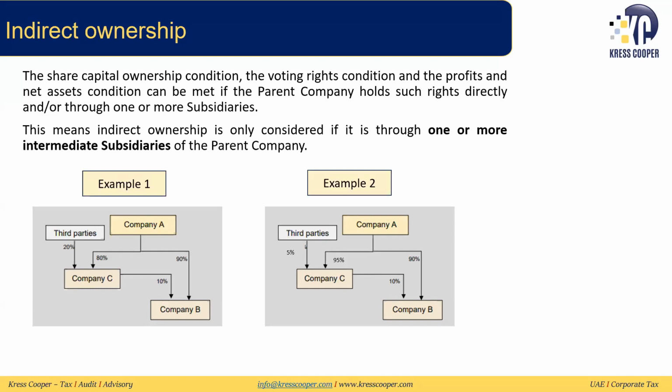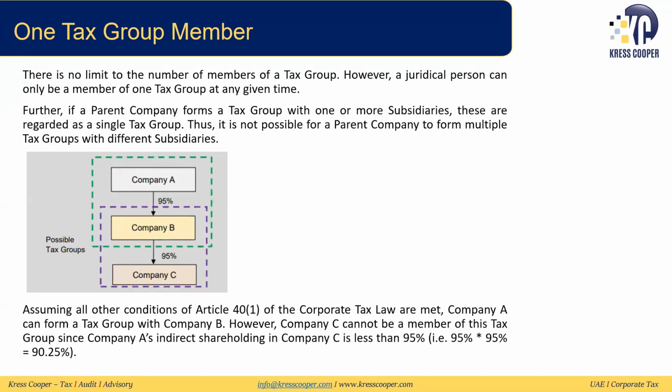So we had looked at two examples. In example one, this condition was not being met, where company A is holding only 80% of company C. So even though there is an effective ownership shareholding of more than 95%, since it is not through a subsidiary, it cannot be counted. But in example two, because company C is a subsidiary of company A, it is meeting the condition, and indirect ownership condition can be met.